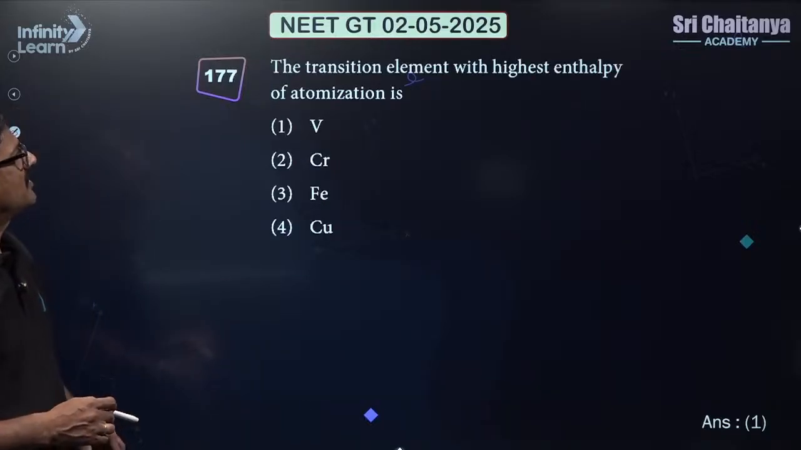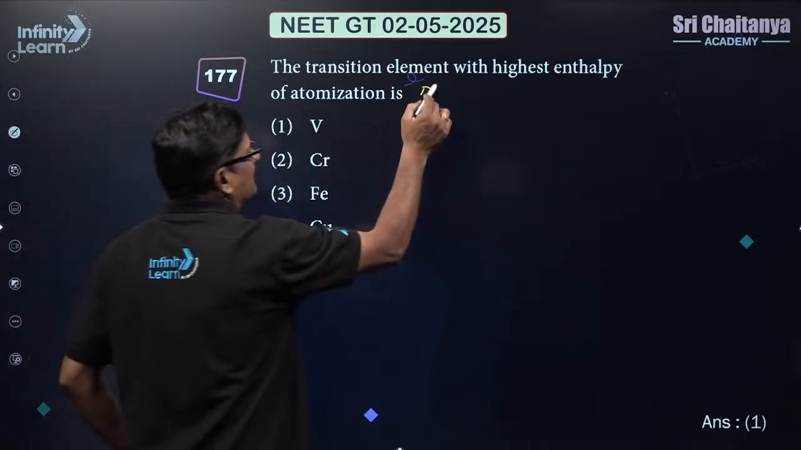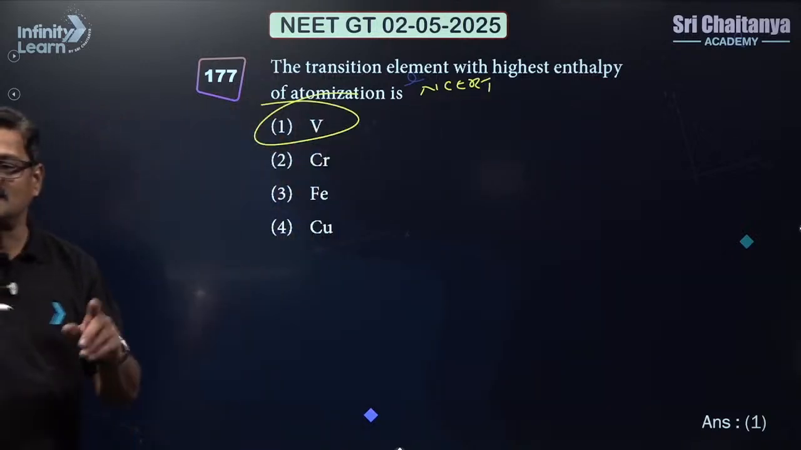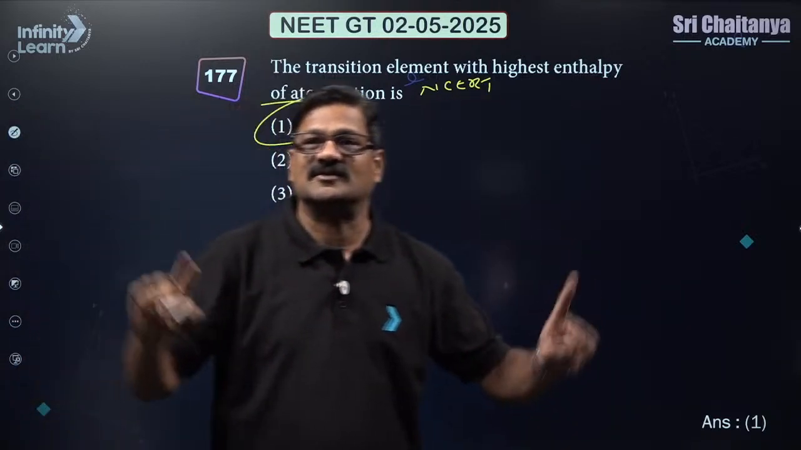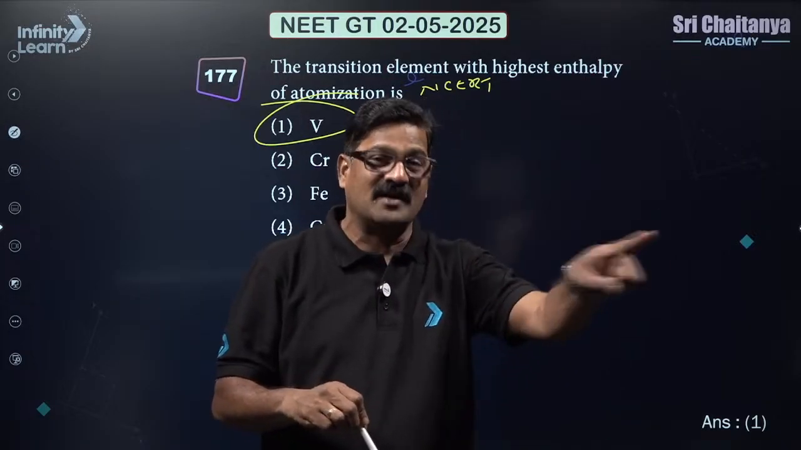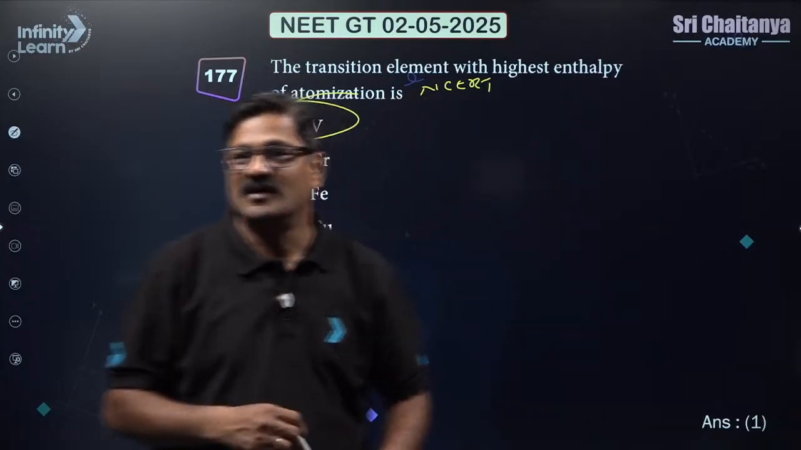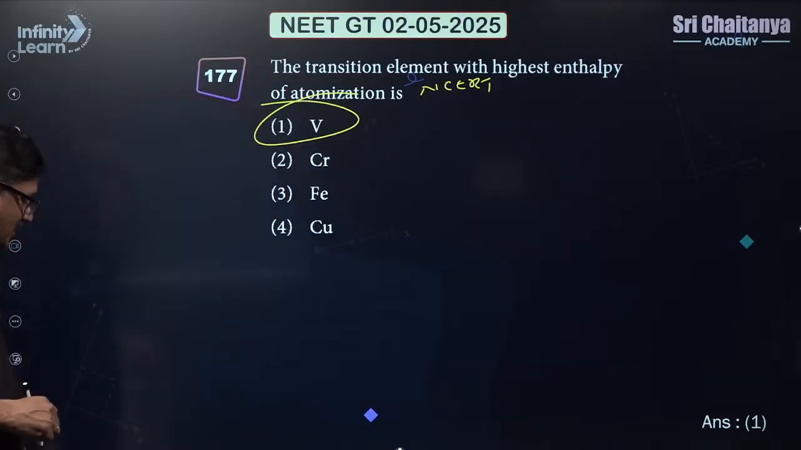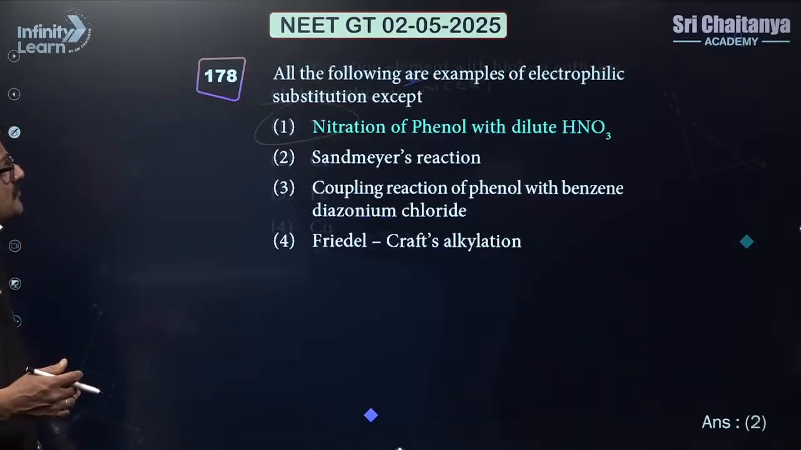Next, it is going to be transition elements. A graph is given in NCERT. Vanadium is the element with the highest enthalpy of atomization. The graph is also given. Mind it, you just see. Stick to the NCERT, just go through the graphs once.